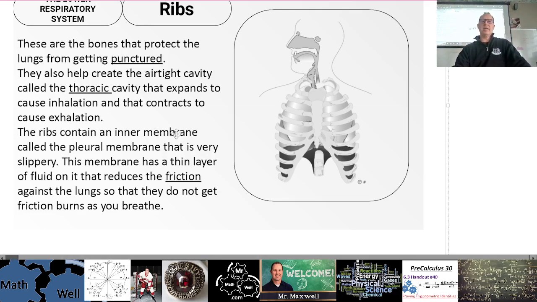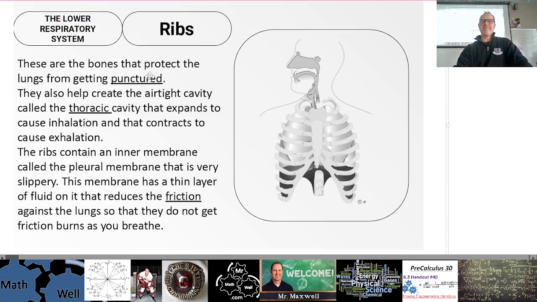The ribs contain an inner membrane called the pleural membrane. Pleural kind of has to do with air, lungs. The pleural membrane is very, very slippery. This membrane has a thin layer of fluid on it that reduces the friction against the lungs, so they don't get friction burns as you breathe. Kind of cool there. So there's a little bit of a lubricative membrane there. Okay.